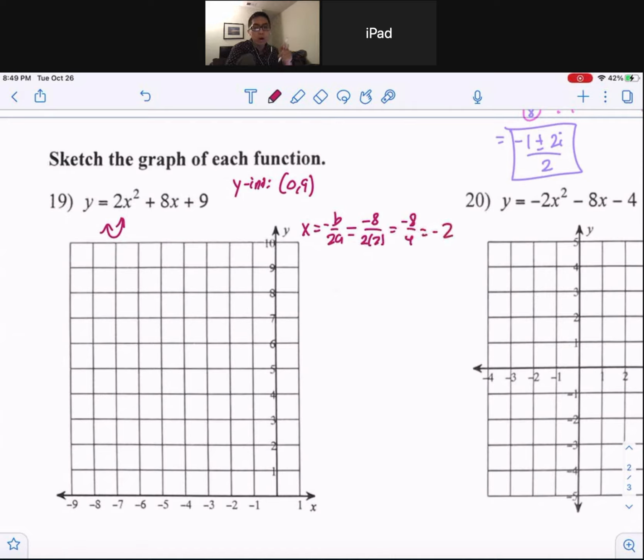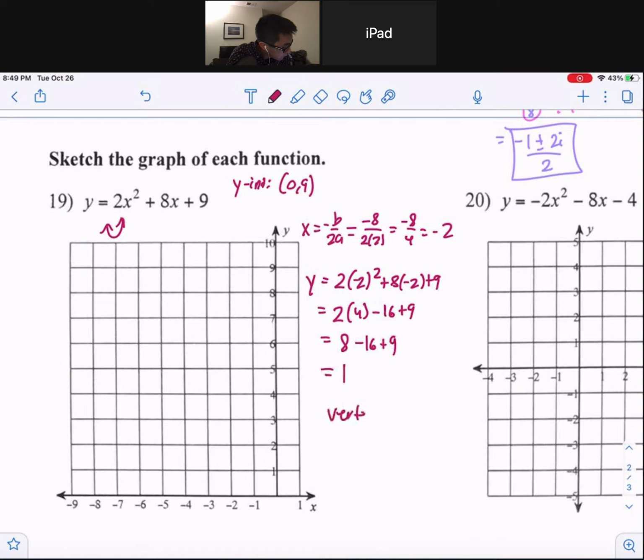To find the y-coordinate of your vertex, just plug in -2 into the original equation. So everywhere you guys see an x, it now becomes a -2. -2 squared is 4. 8 times -2 is -16, plus 9. 8 minus 16 plus 9, and that's 1. So your guys' vertex is -2, 1. -2, 1, 0, 9, and then your graph is going to look something like that.